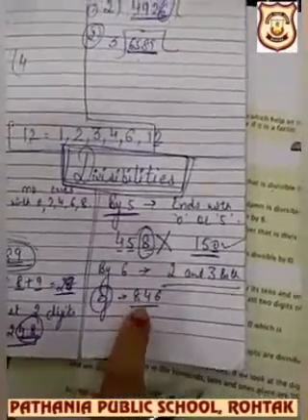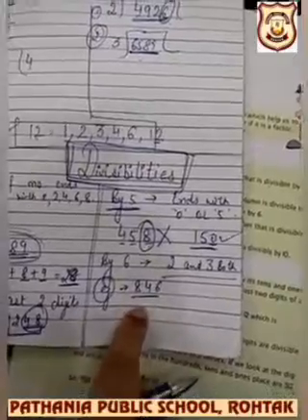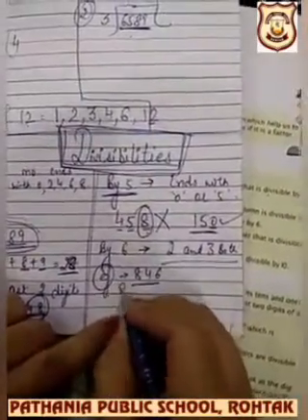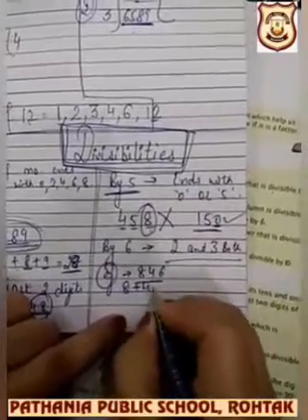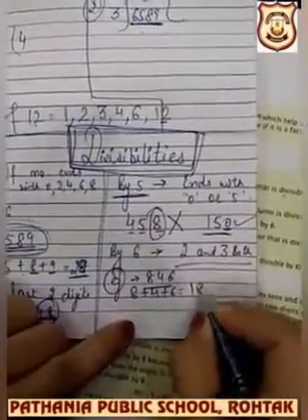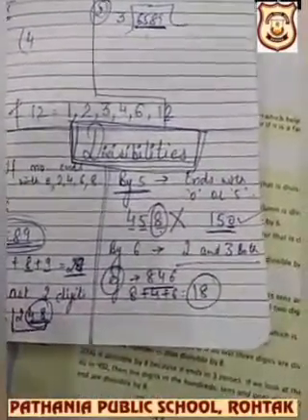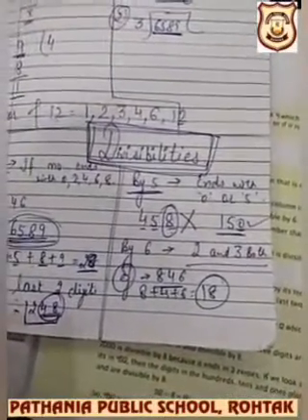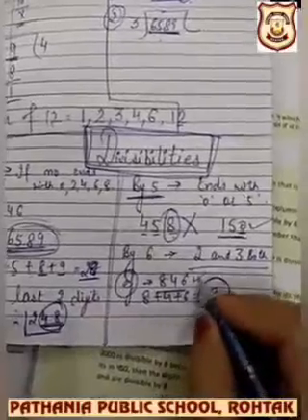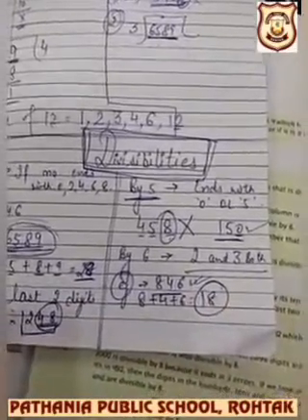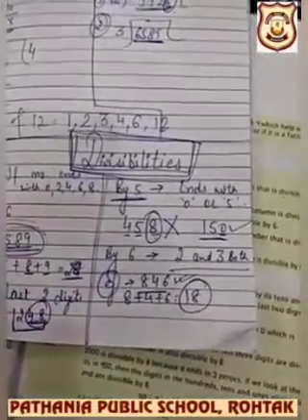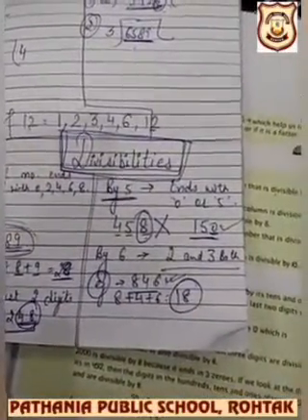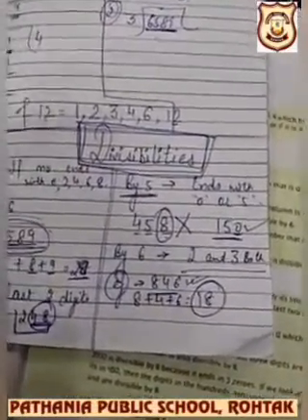Now check whether this number is divisible by 3 or not. How will you check this? You will add 4 plus 8 plus 4 plus 6, that is 18. Is 18 divisible by 3? Yes, 18 is divisible by 3. It means this number is divisible by 3 also. So if any number is divisible by both 2 and 3, then it is divisible by 6 also.